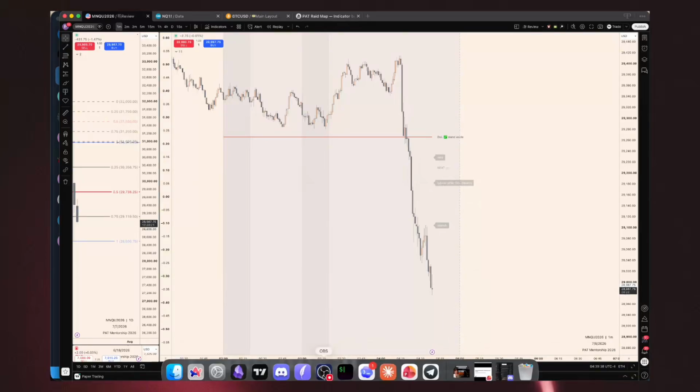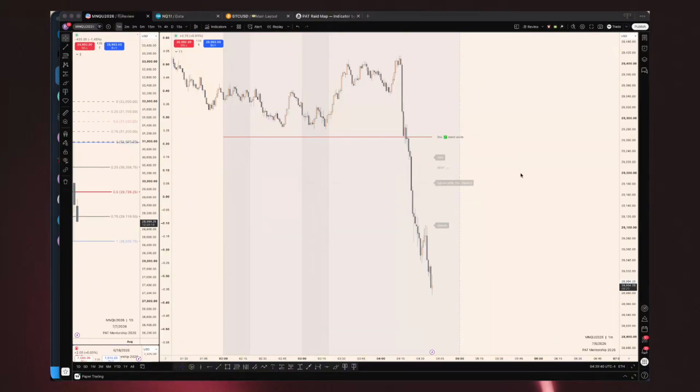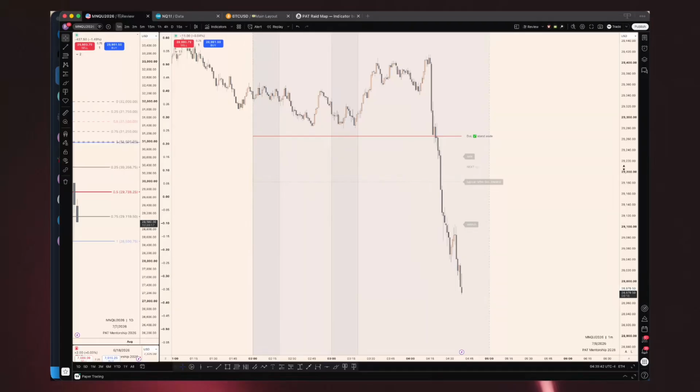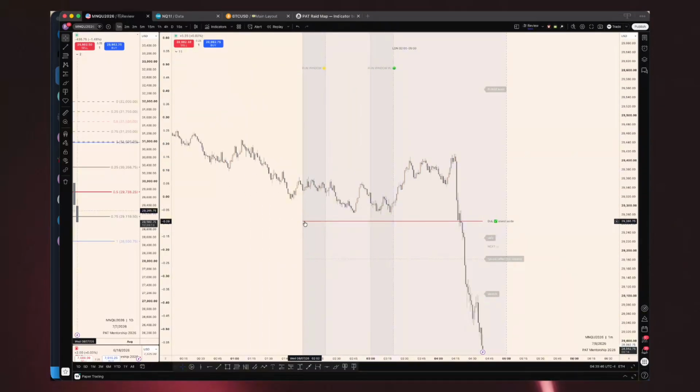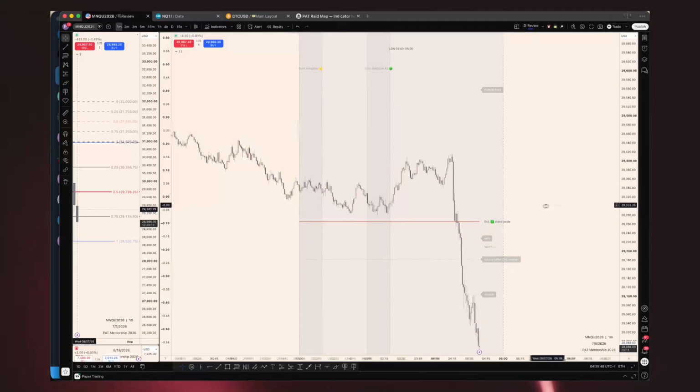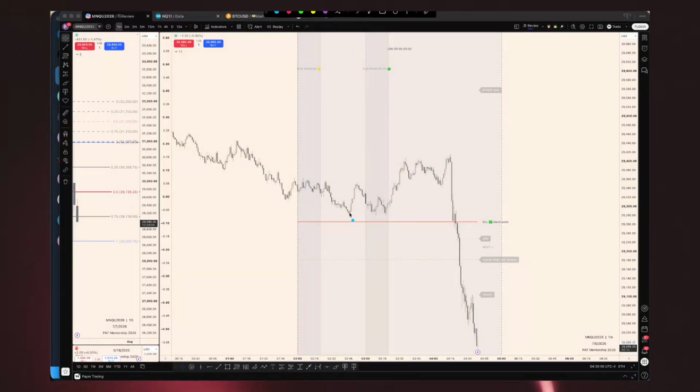Oh, where's my OBS going? There you go. Okay. What you can see here is we started London. We had a bearish draw on liquidity here. We've created relative equal lows in terms of sell-side engineering.